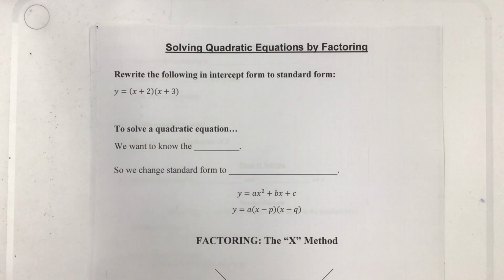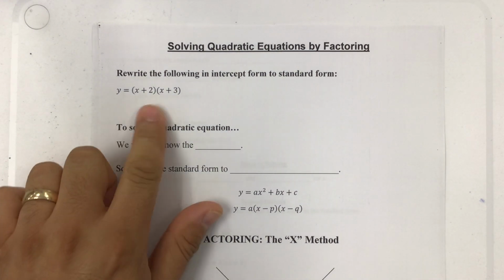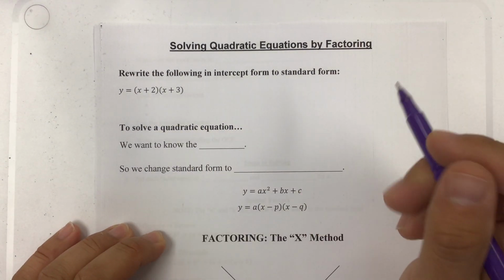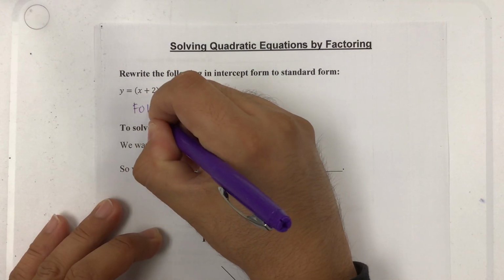All right, so these are the notes for solving quadratic equations by factoring. It says to rewrite the following in intercept form to standard form, right? So we have intercept form, and all we have to do really to get from intercept form to standard is we just have to FOIL, right?